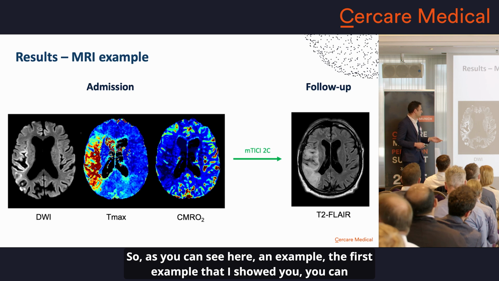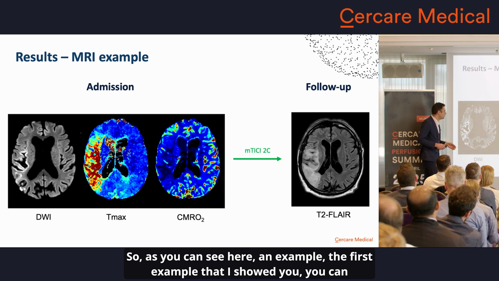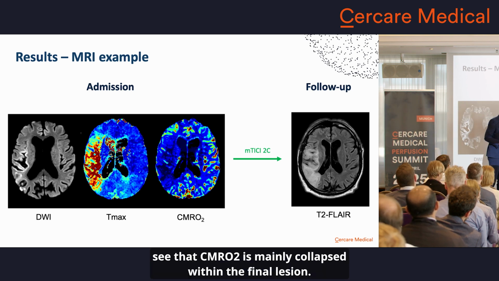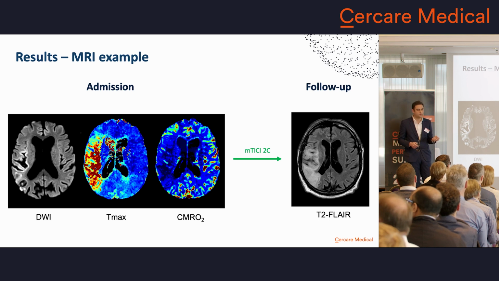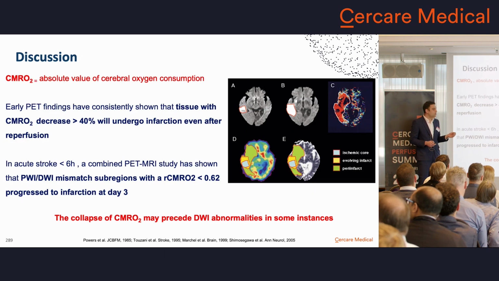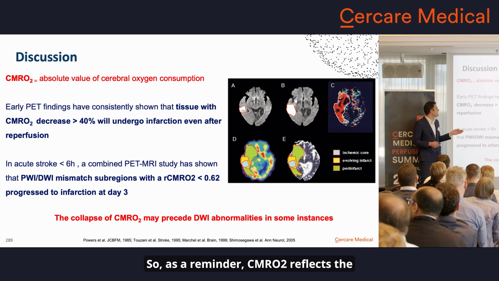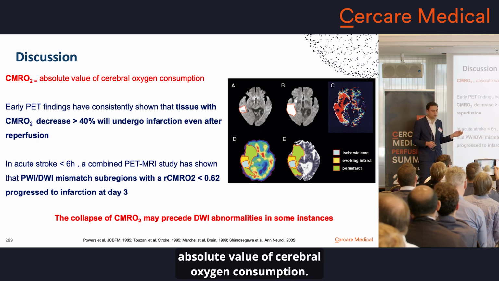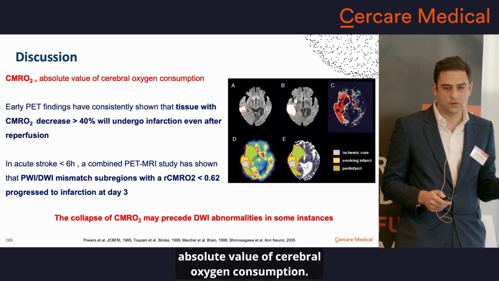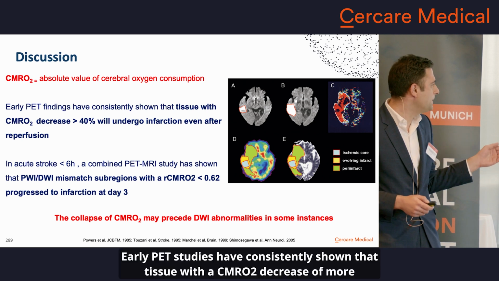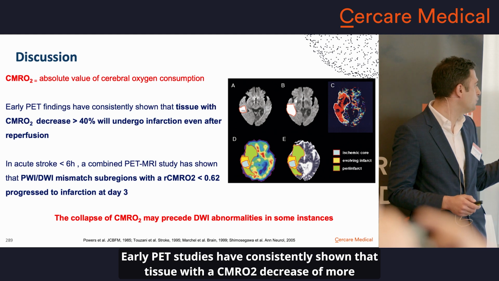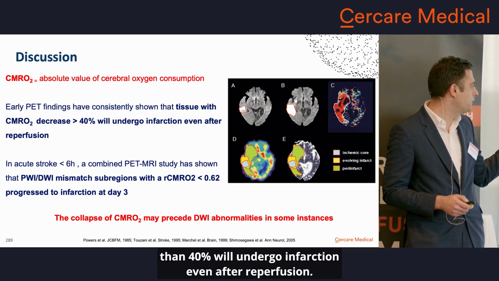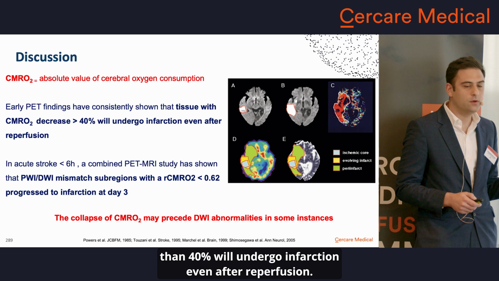So as you can see here in the first example that I show you, CMRO2 is mainly collapsed within the final lesion. As a reminder, CMRO2 reflects the absolute value of cerebral oxygen consumption. Early PET studies have consistently shown that tissue with a CMRO2 decrease of more than 40% will undergo infarction even after reperfusion.